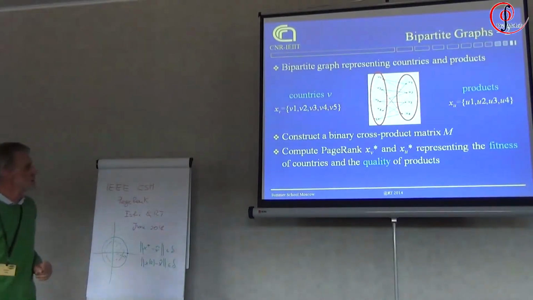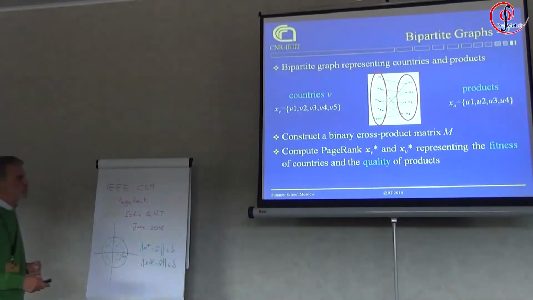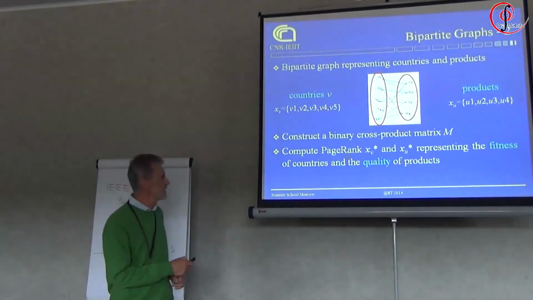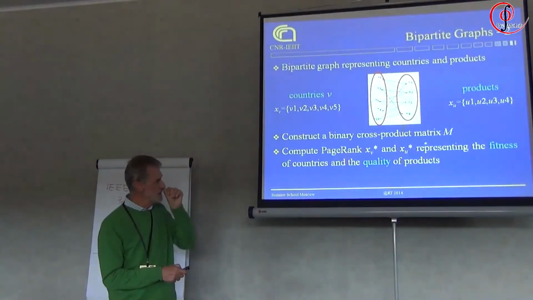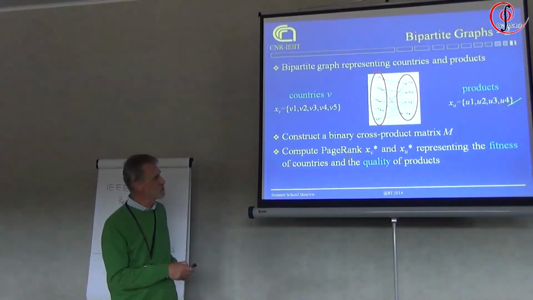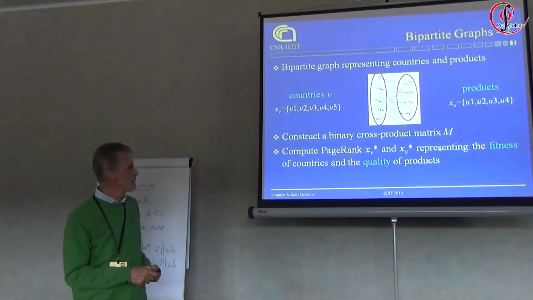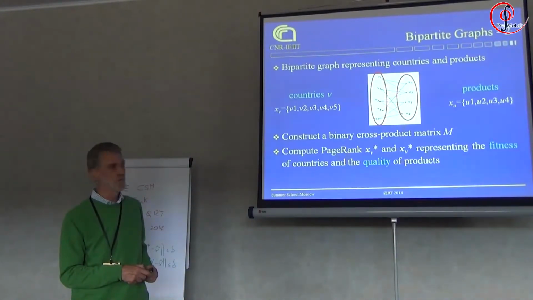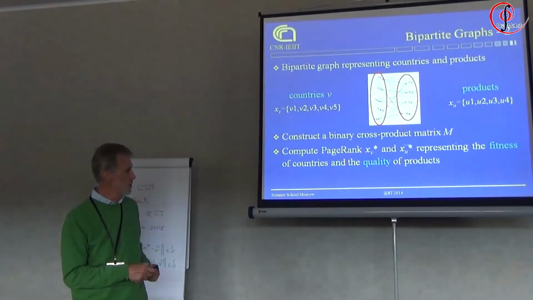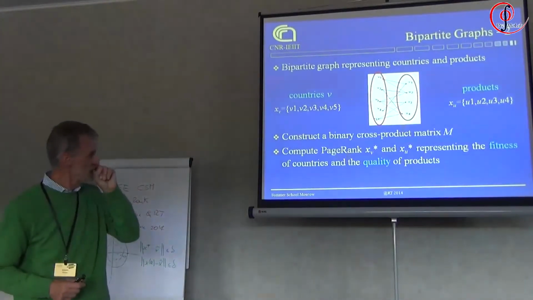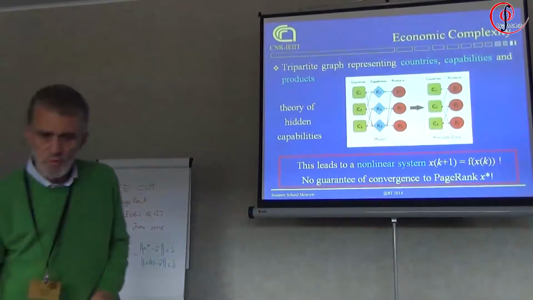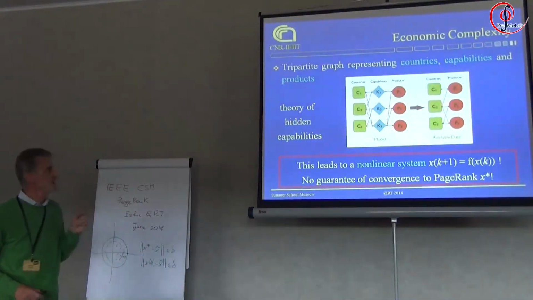And the idea is to construct a binary cross-product matrix M, and then in principle we want to compute the PageRank value x_V star related to the countries and x_U star related to the products. The PageRank value x_V star is called the fitness of the countries, and x_U star is called the quality of the products. The problem, however, is more difficult from the economic viewpoint, because in fact it's a tripartite graph.